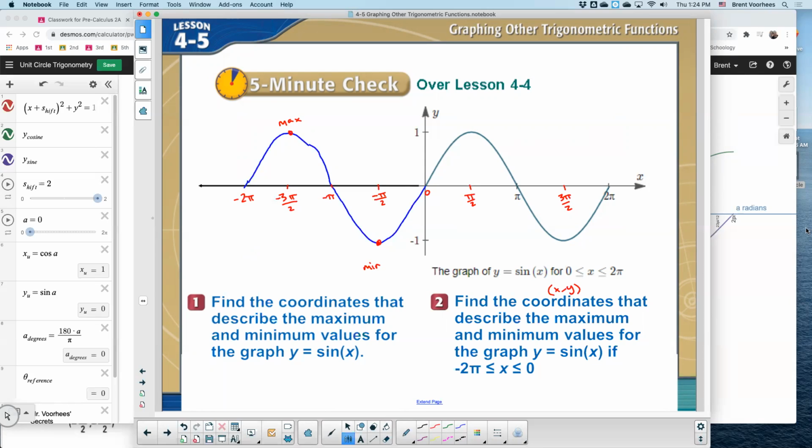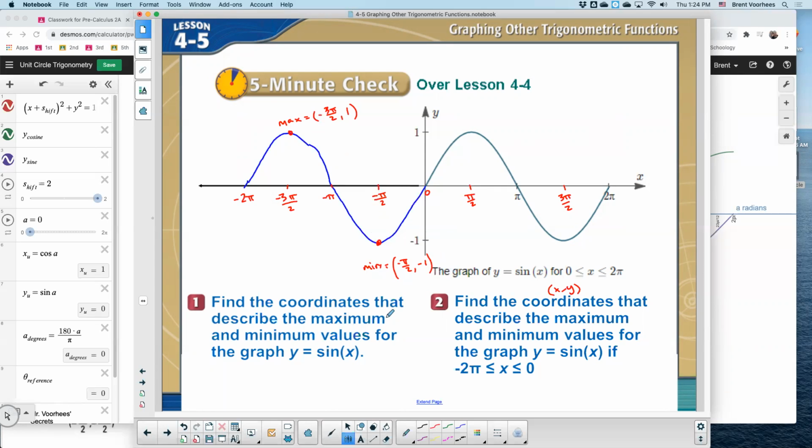Okay, so that maximum would be found at what coordinate point? The x value would be negative 3 pi over 2. The y value would be 1. And then over here, the minimum value would be located at the x value negative pi over 2, and the y value at negative 1. That would be the minimum. And that would be also the bell ringer.